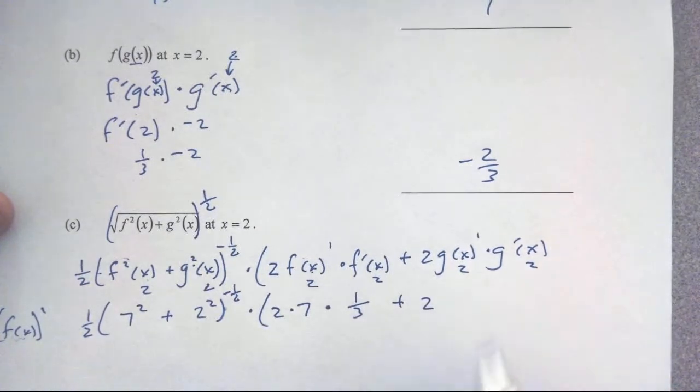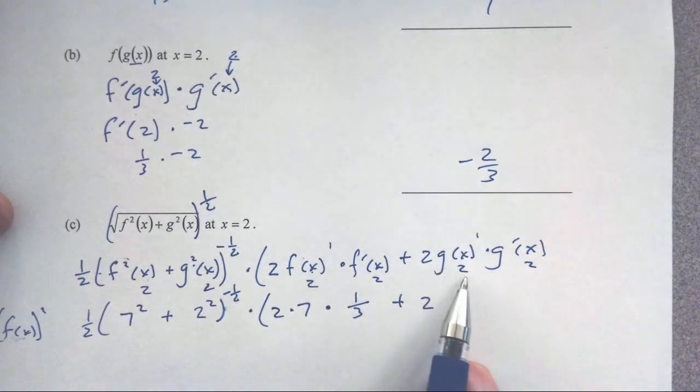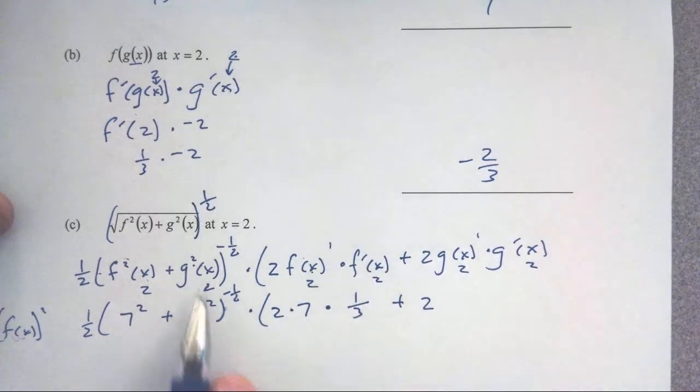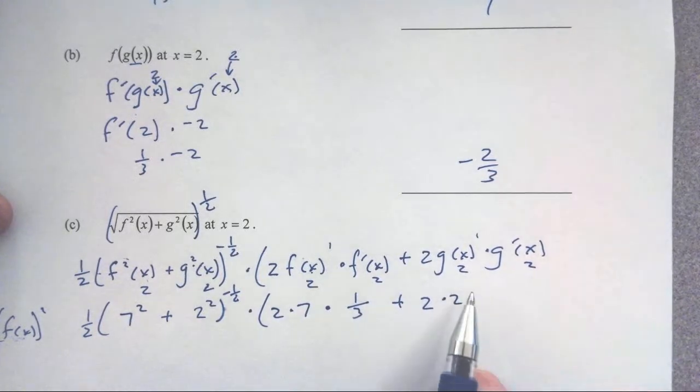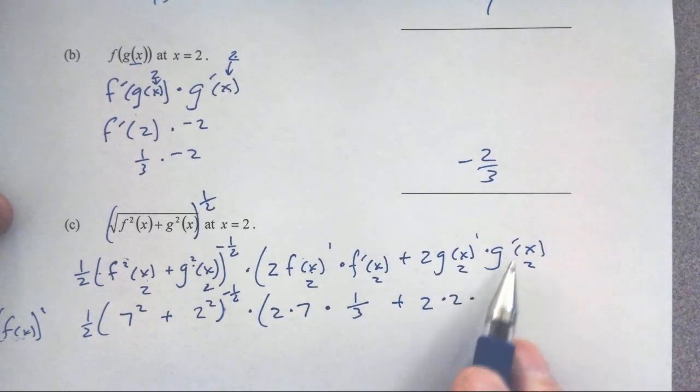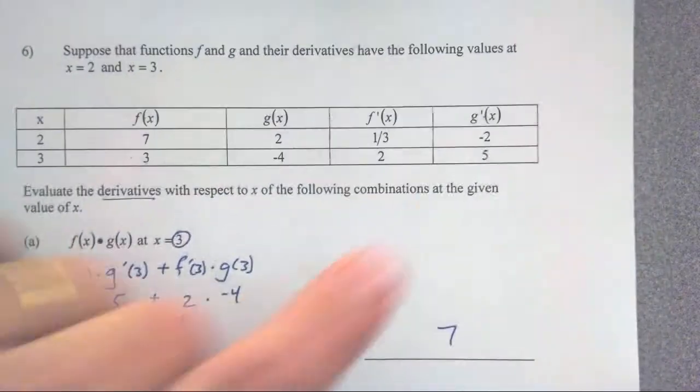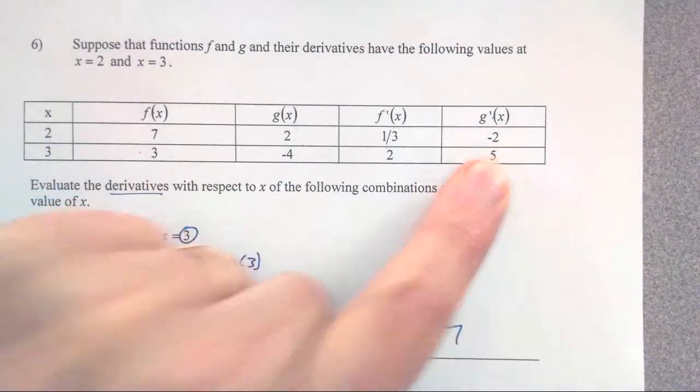Plus 2 times g of 2. Plain old g of 2. Well, g of 2 was 2. Times g's derivative at 2. G's derivative at 2 is negative 2.